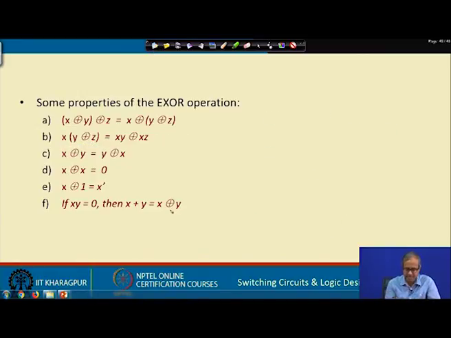Now, let us look at another interesting rule. It says this x and y, well again x and y need not be variables, they can be any two functions. If the AND of these two is 0, then OR and XOR I can replace, they are equivalent. Well, why is it so? You see, if you look at the truth table of a function, let us say x or y. So, if I say x or y, what is the truth table?